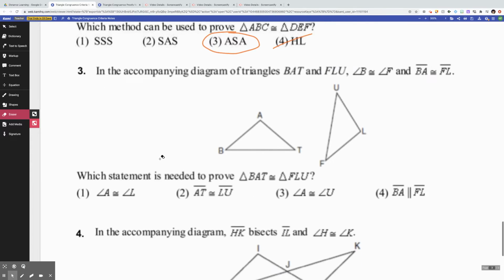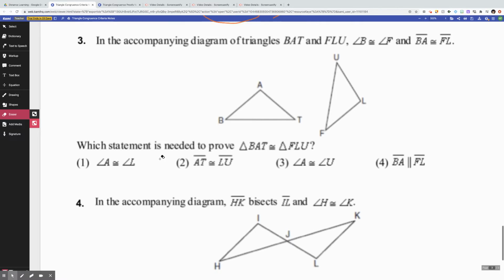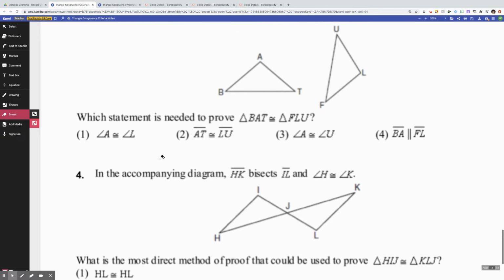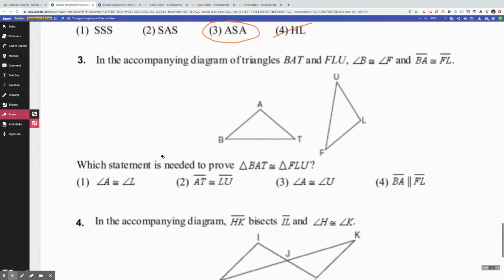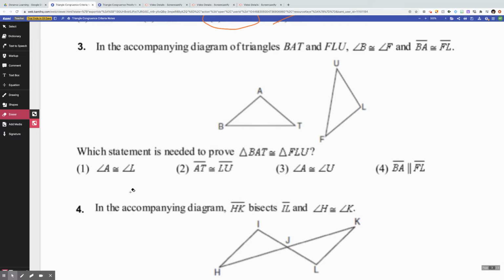All right, so let's see. There's just two more here. This one is a little bit different, but we're still going to mark our diagram. So I have these two triangles. They say angle B is congruent to angle F, so I'm going to go ahead and mark that. B is congruent to F.